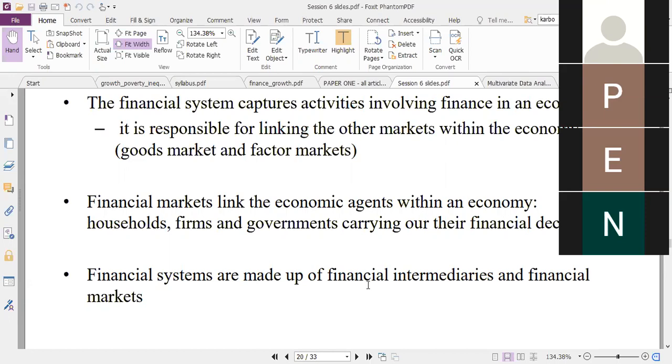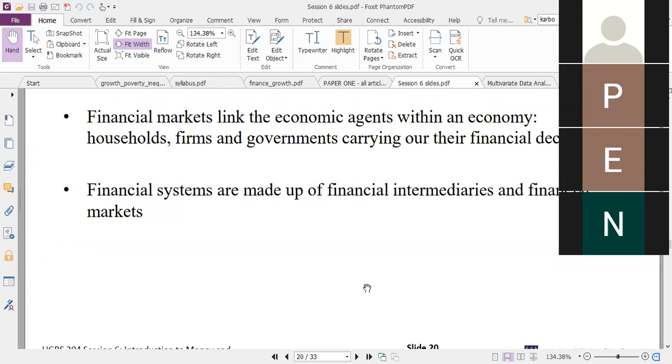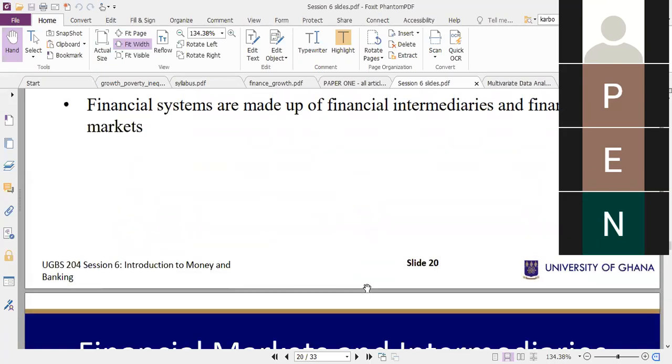So the households will come and save their money. Those who have surplus will come and save their money. Then those who have a deficit will come and borrow from the bank at an agreed interest rate. That is basically how the process works. The bank will take money from you and give it to those who don't have money, and those are what we call the financial intermediaries.